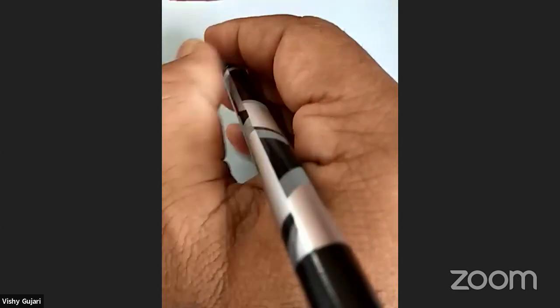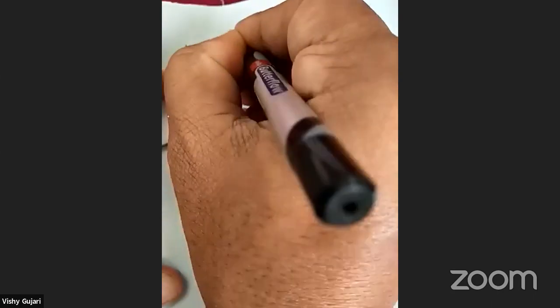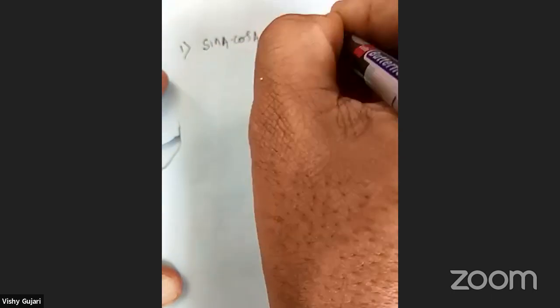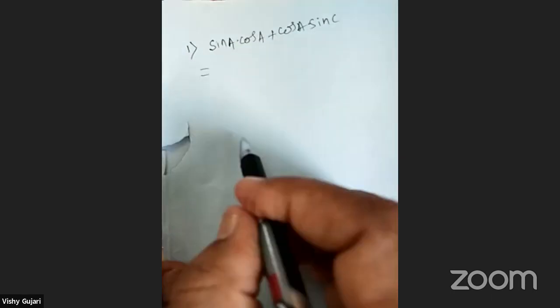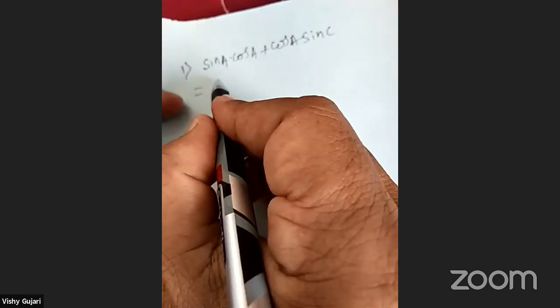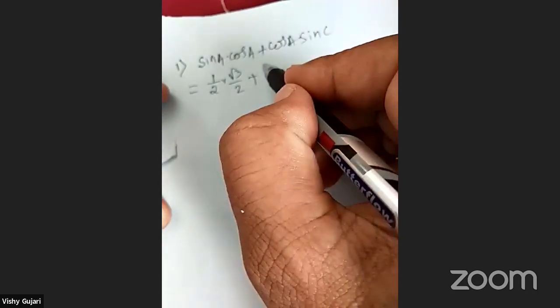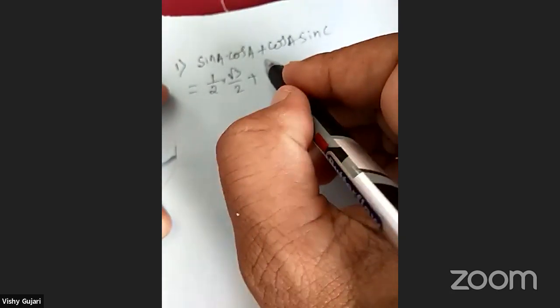Sin A cos C plus cos A sin C. Now tell me the value of sin A. Sin A is 1 by 2, into cos A. Cos A is root 3 by 2, so root 3 by 2 times cos C, which is 1 by 2.